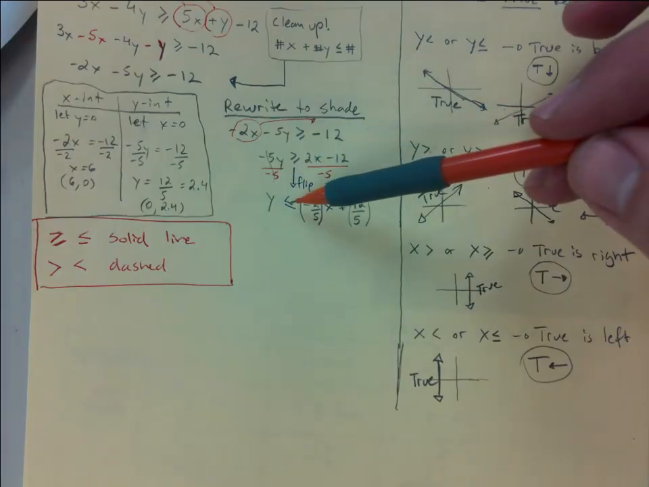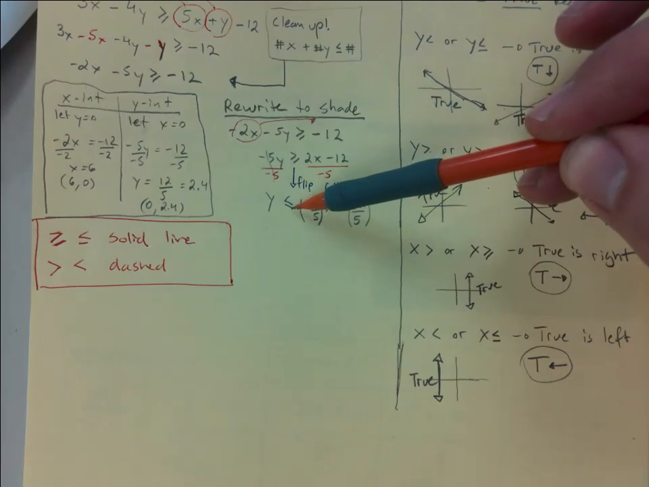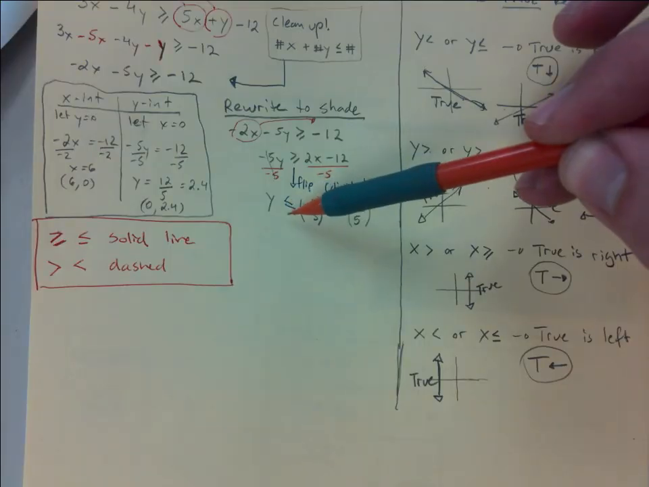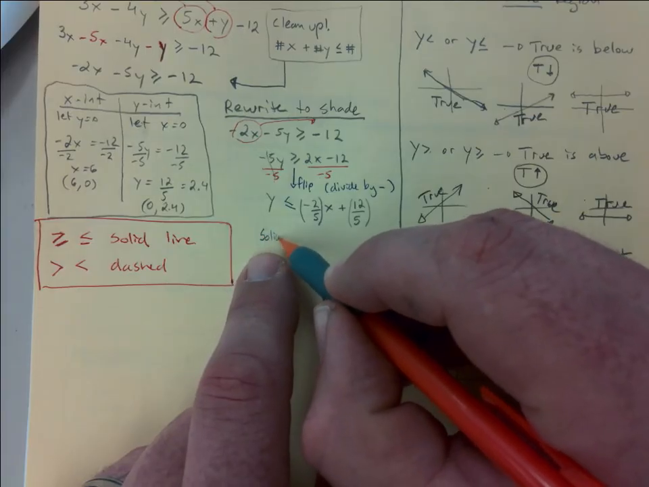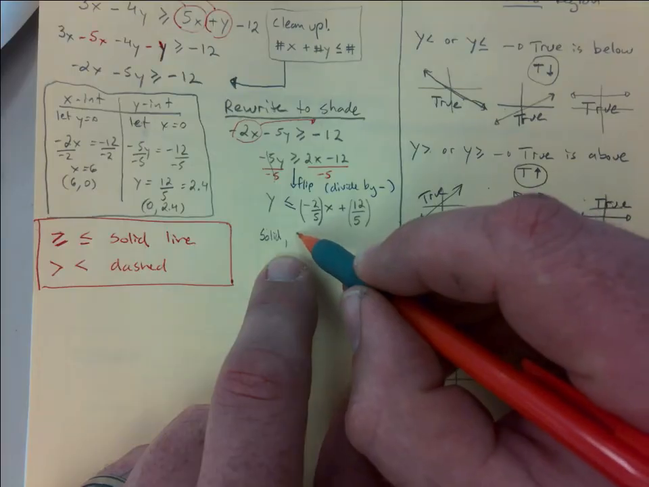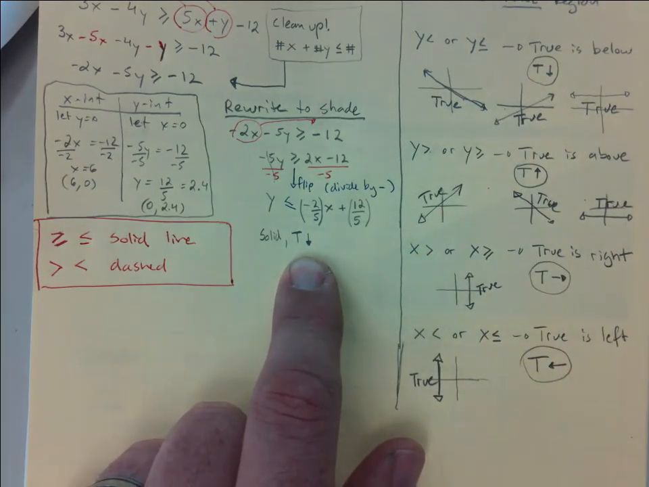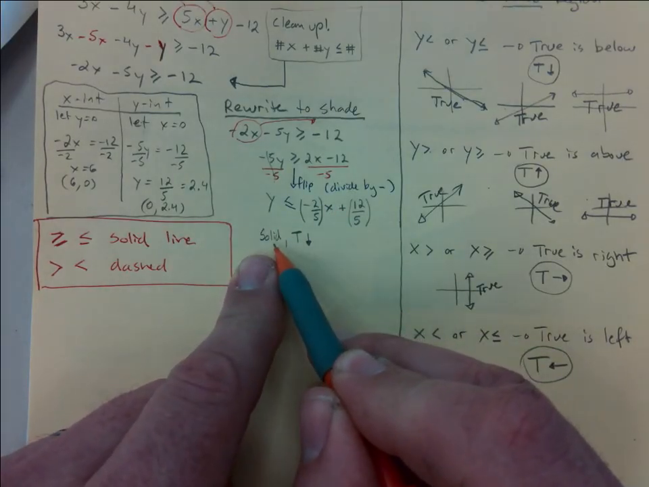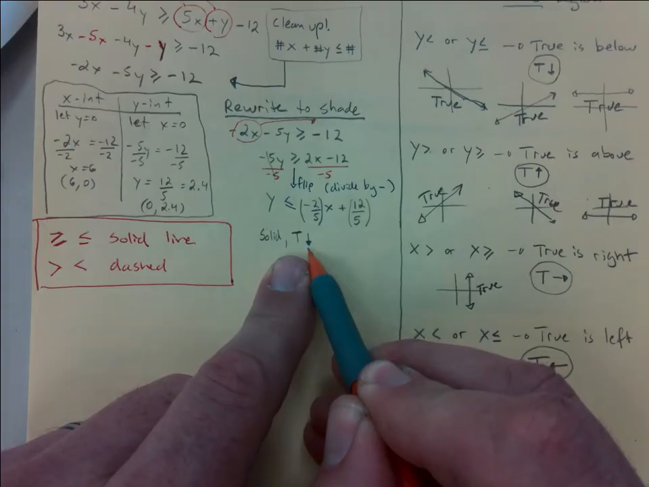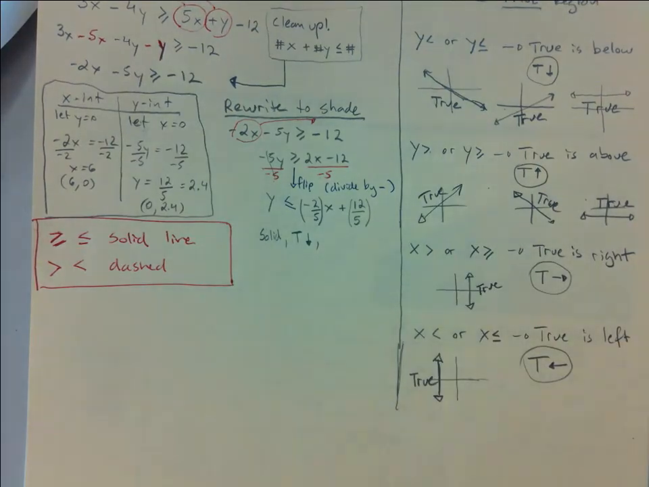So this one right here, we can tell a bunch of things already. We know this is a solid line. We know that true is below the line. That's what I do every single time I rewrite. I tell myself what type of line, where is the true region? And this is going to be the third item. I need you to pay attention to this one.